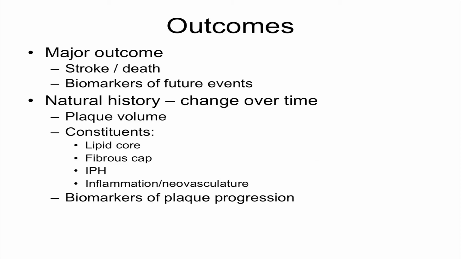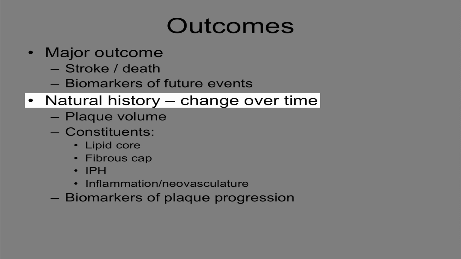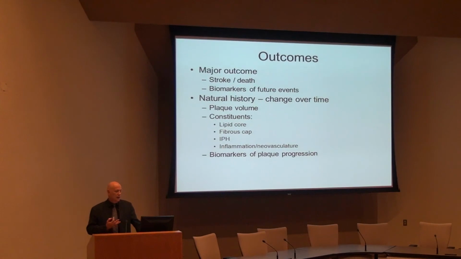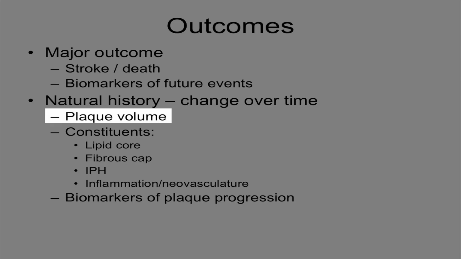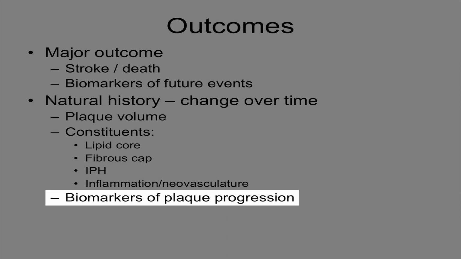We'll be looking at patients' outcomes from a clinical perspective, stroke and death, and hopefully refer back to their original imaging to look for the biomarkers that would have predicted those future events. And also we want to use the imaging as a natural history trial to better understand atherosclerotic evolution over time. And in each of these patients we'll be looking at plaque volume, various constituents of their plaque, and see which of those is actually influencing plaque progression.